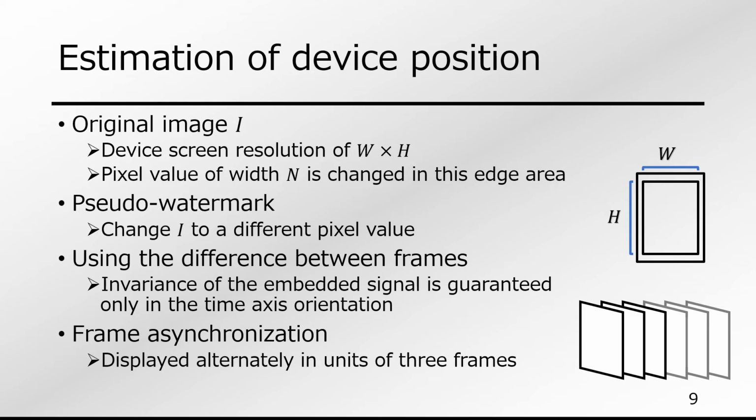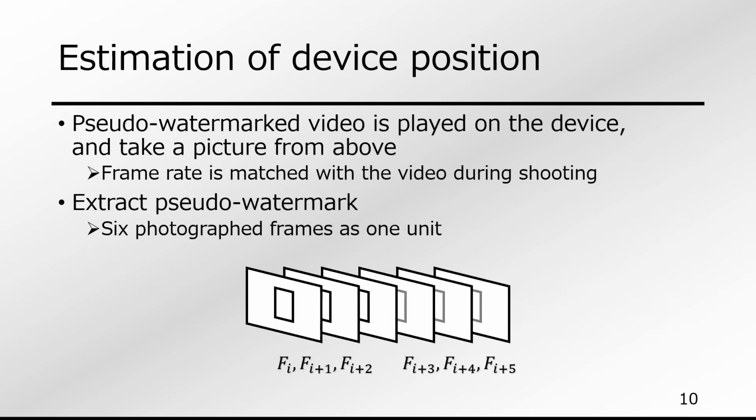The invariance of the embedding signal guarantees only the time axis orientation, so we try to detect the device using a difference between frames. However, two images that differ only in the screen edge area are displayed alternately in units of 3 frames because of the unsynchronization when displaying and shooting. The device is placed on a plane and the pseudo watermark video is played on the device. A camera connected to the server takes a picture from above. The frame rate is matched with the pseudo watermark video during shooting.